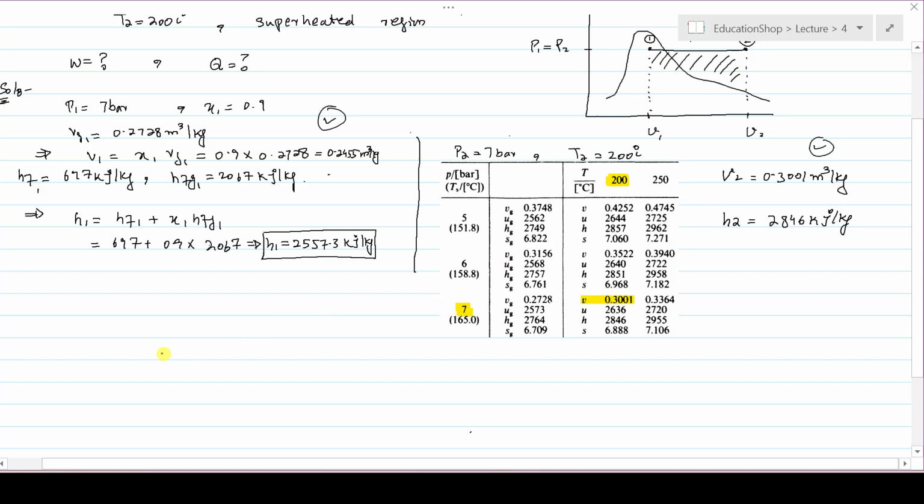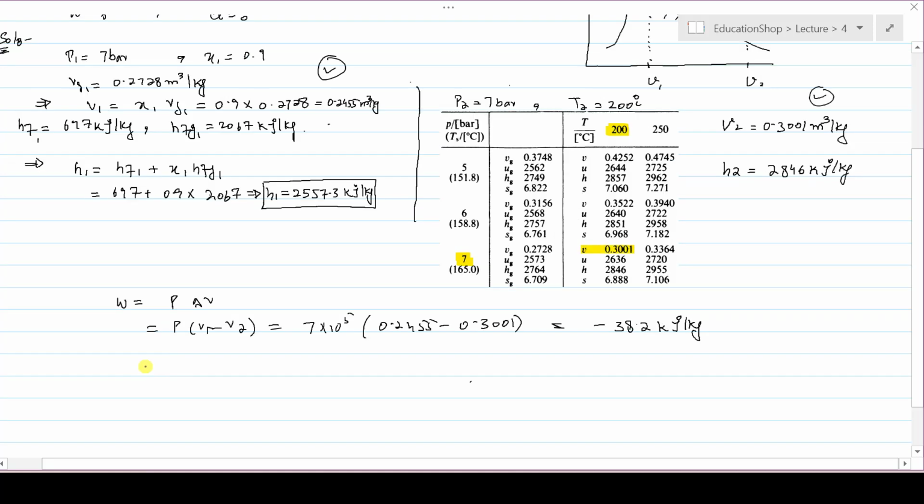Okay, now the specific volume and enthalpy at the initial and final states of the steam have been found. Next we need to calculate the work done by the steam, which is equal to pressure times change in volume, that is pressure times V1 minus V2. The pressure is 7 multiplied by 10 to the power 5. The V1 value is 0.2455. After solving this, you will get the work done by the steam, which is minus 38.2 kilojoule per kg.